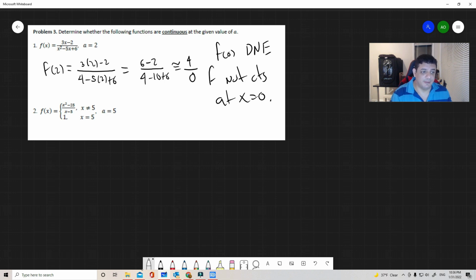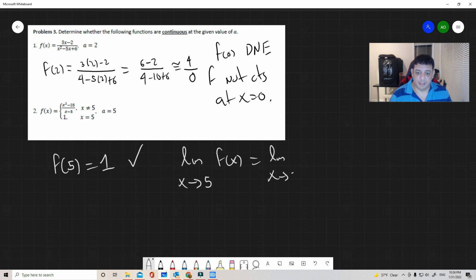f of x is (x squared minus 25) over (x minus 5), and we're wondering if it is continuous at a equals 5, x equals 5. So initially you see that f of 5 is actually defined. f of 5 is defined as 1. Okay, so we have that part. So the second thing that we have to check is what is the limit when x goes to 5 of f of x. Does that exist at all? Well, let's take a look.